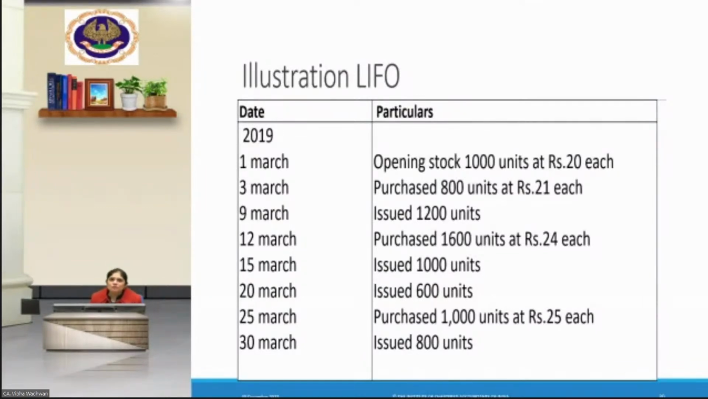So that means the oldest price, which is at higher prices, will be issued first. So cost of production will be at higher prices. Higher cost of production means lower profits and thereby lower taxes. All right. So I hope, Sunil, you have got the point here.